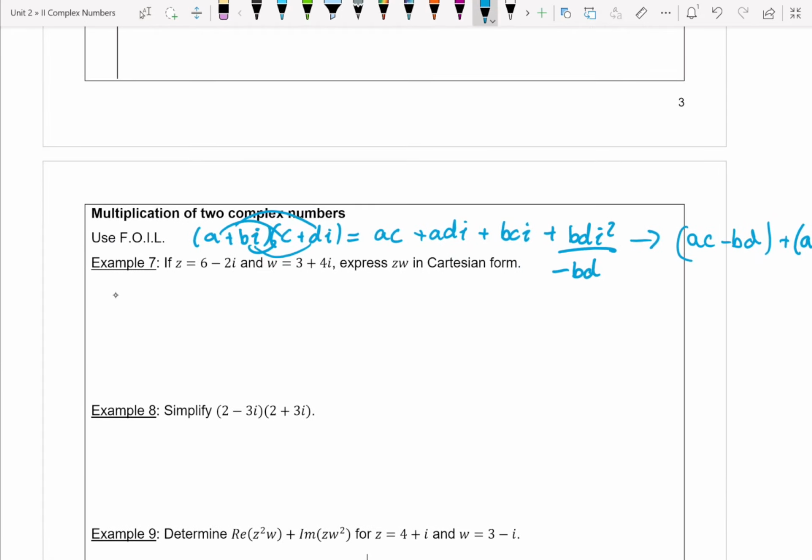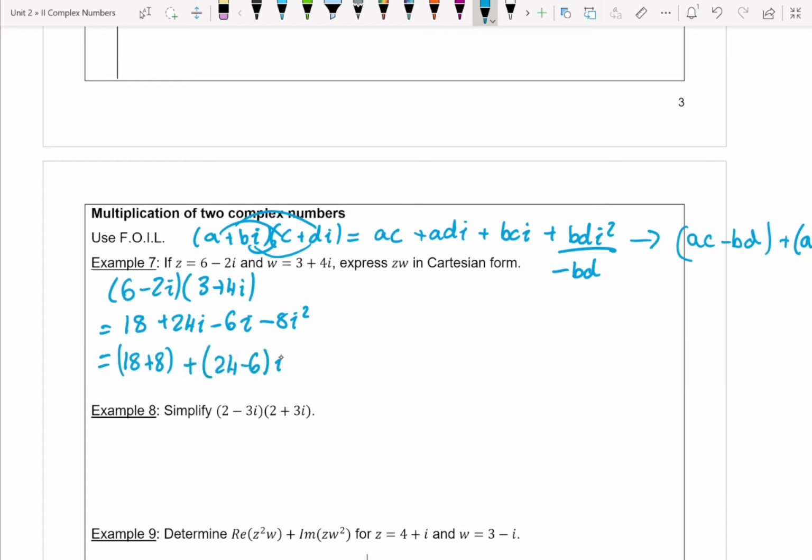So let's see that here. We've got 6 take 2i multiplied by 3 plus 4i. That's going to give us 18. It's also going to give us 24i. It's going to give us minus 6i, and then it's going to give us minus 8i squared, which is plus 8. So that is equal to 18 plus 8 as our real, plus 24 minus 6 as our imaginary, and so we'll get 26 plus 18i. And that is expressed in Cartesian form.